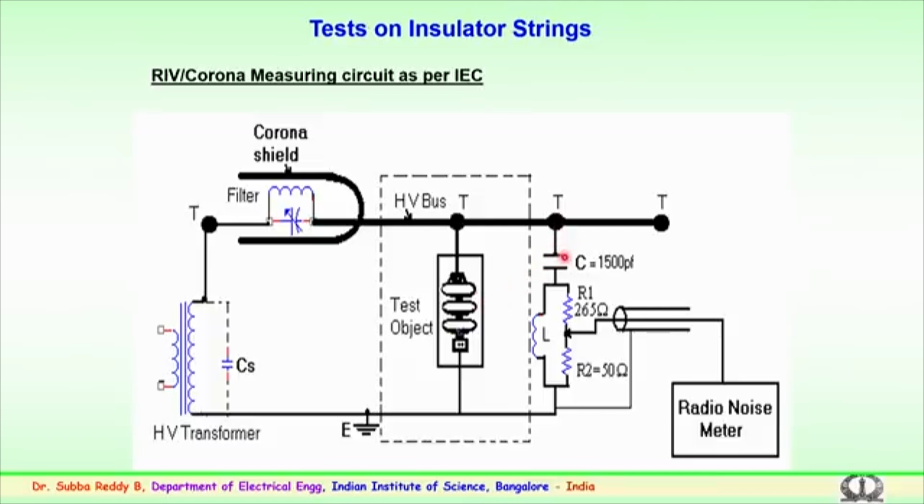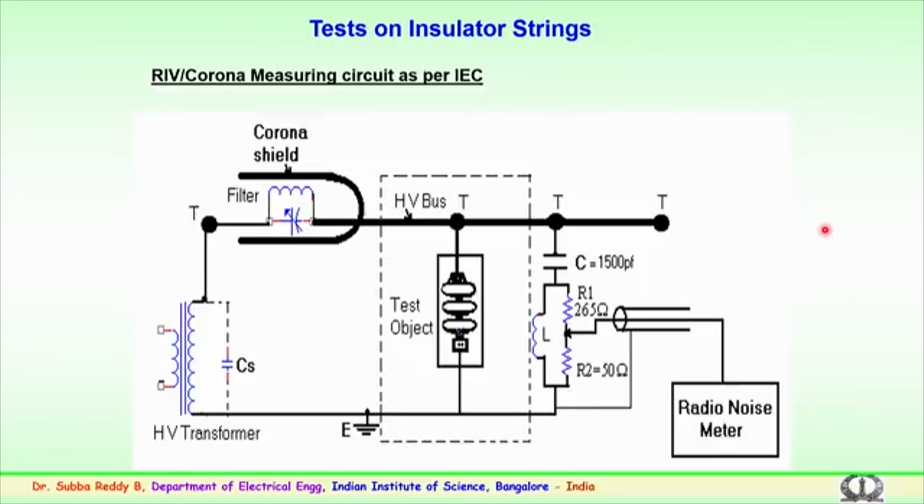Further, you have a coupling capacitor, then you have an impedance box which consists of a resistor and inductor, and further the measuring cable which is being taken from the divider here as shown, and this is going to the radio noise meter. So, all this is the IEC standard circuit which is being specified. This has to be followed for the testing or evaluation of the insulator strings or hardware in any high voltage lab.